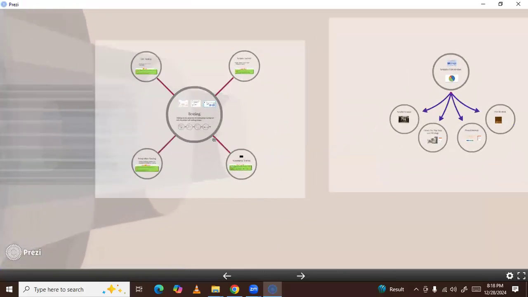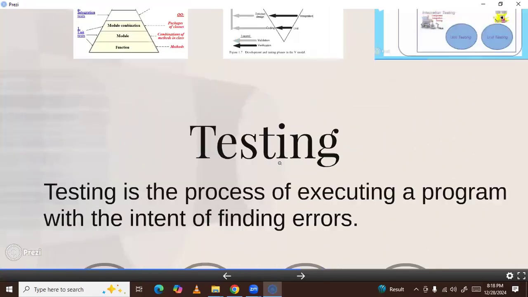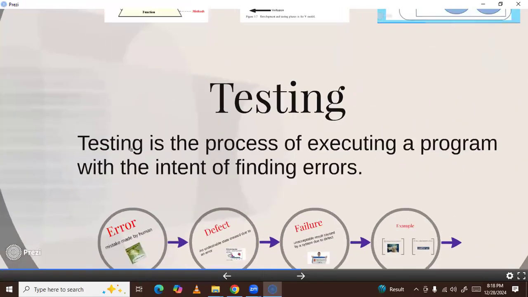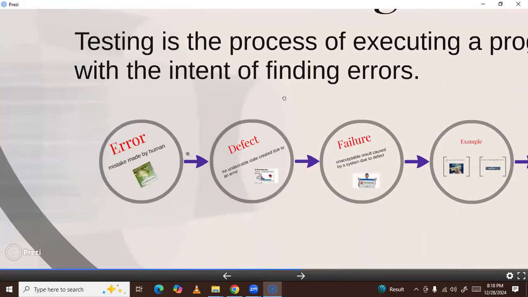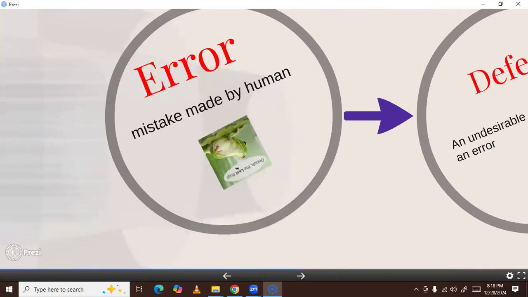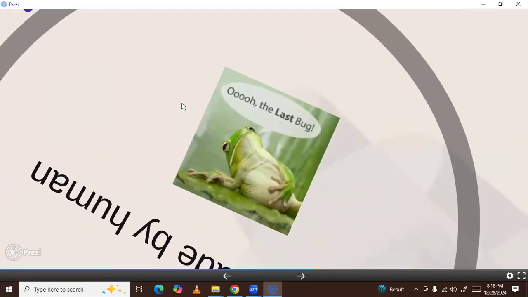Within about 2 minutes, I'll just cover this. Testing is nothing but finding errors. Testing is a process of executing a program with the intention of finding errors. Sometimes mistakes happen because of humans. So how can we stop that?